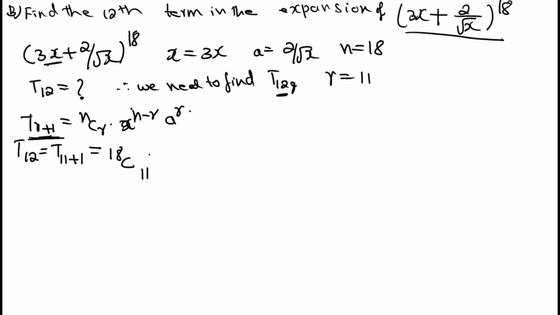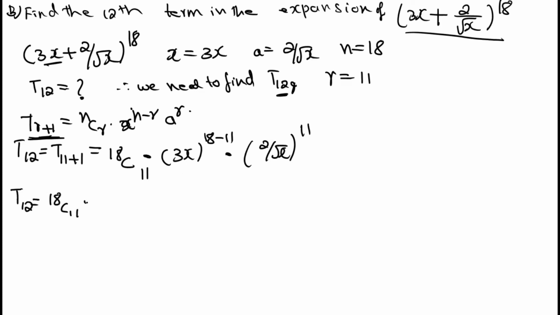18C11 into x, where x is 3x to the power n minus r. It means 18 minus 11, into a value is 2 by root x to the power r value equal to 11. Okay, now see, T12 equals 18C11 into 3x to the power 18 minus 11, 18 minus 11 equals 7, into 2 by root x to the power 11. Okay, so you can write it as 2 by root x to the power 11.